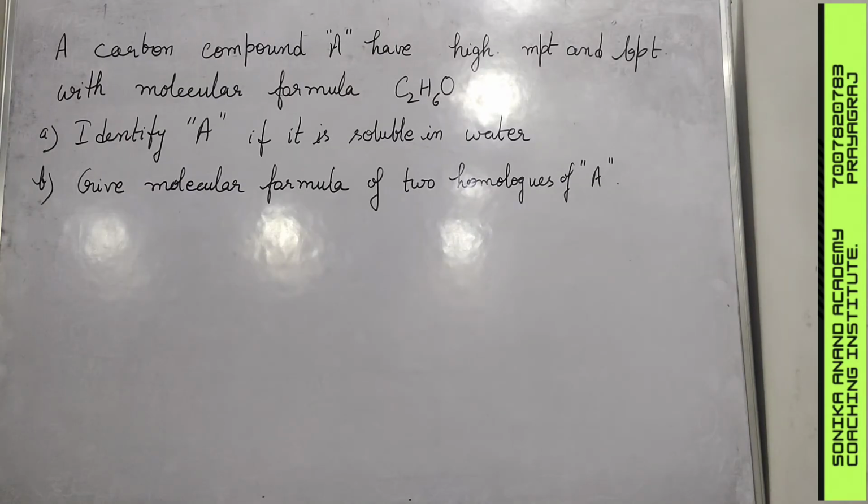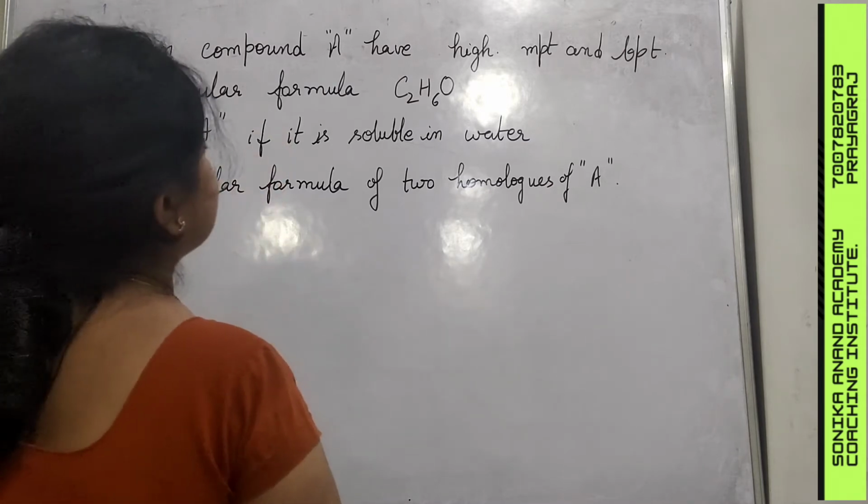Now next question, a carbon compound A has high melting point and boiling point with the molecular formula C2H6O. Identify the compound A if it is soluble in water and write the molecular formula of 2 homologues of A. Now it is given that C2H6O is a carbon compound. Okay, and we have to identify it.